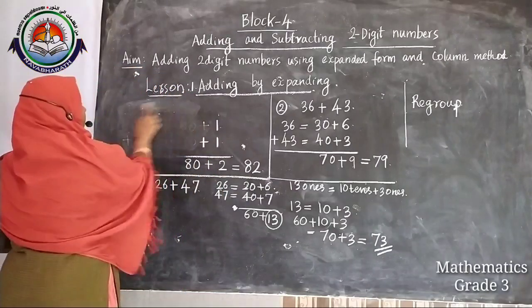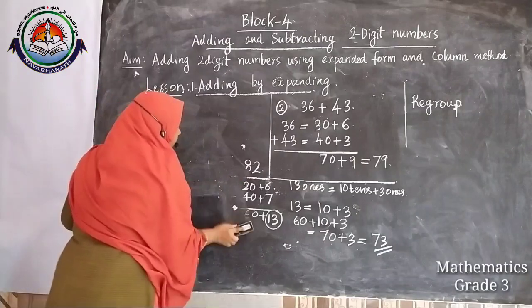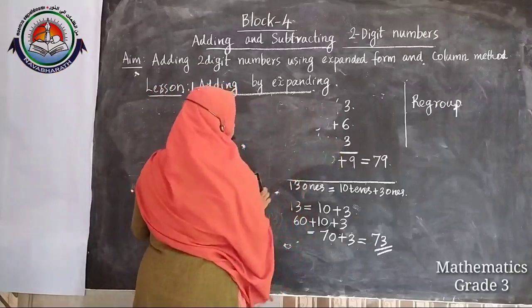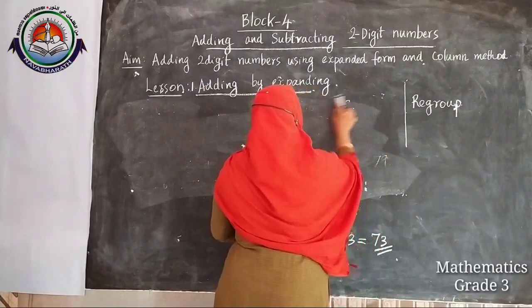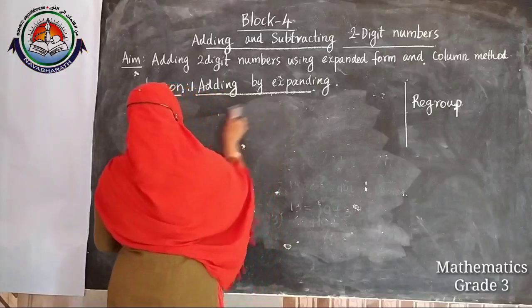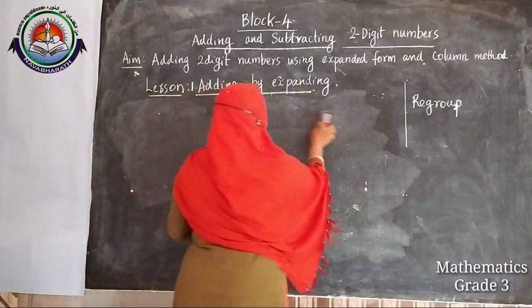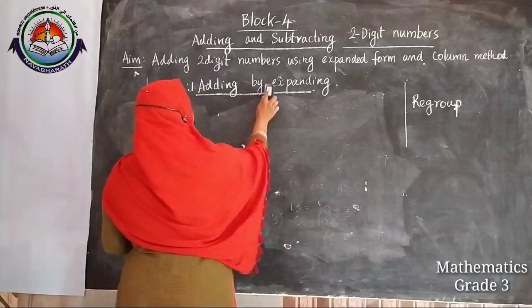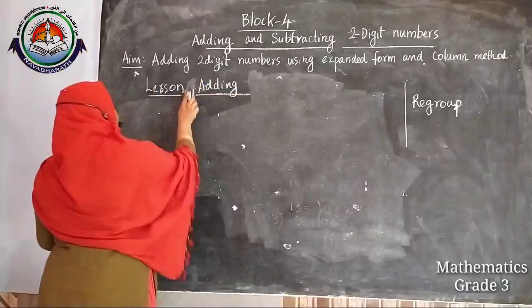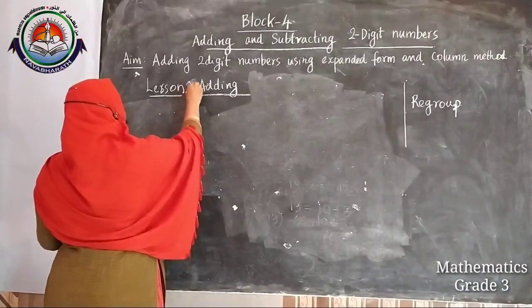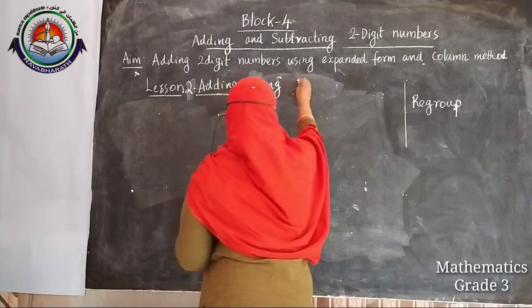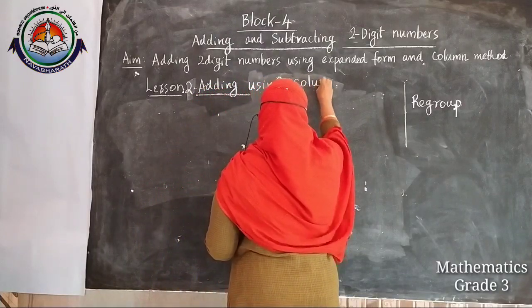Then we can learn the next method. That is adding using column method, that is lesson 2. Adding using column method.